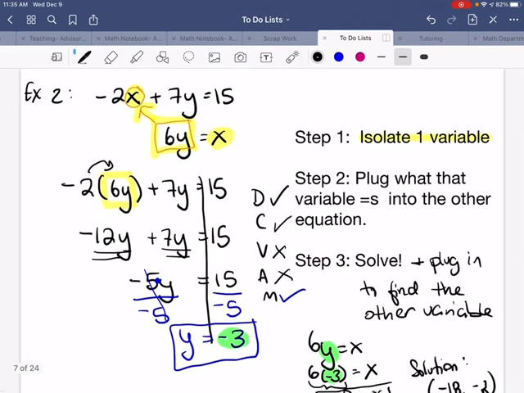That's all you have to do for this, and then there's going to be one more video to show you how to do the graphing. Have fun!